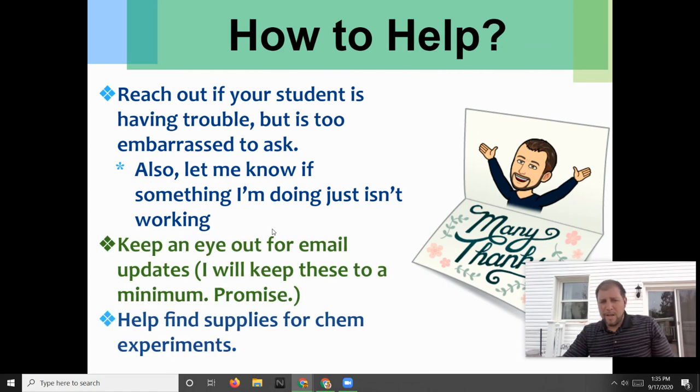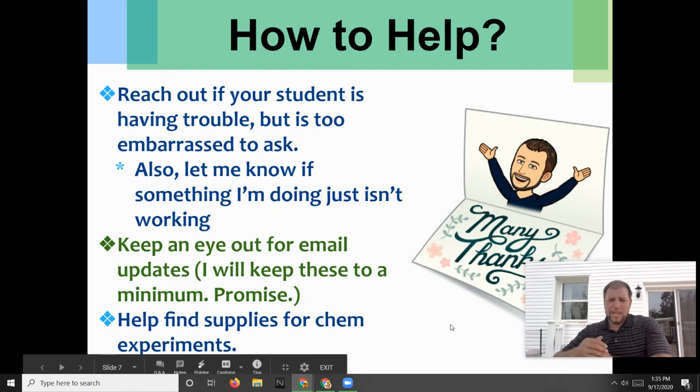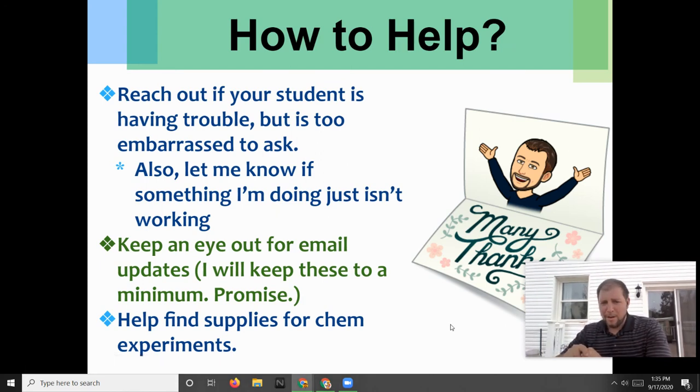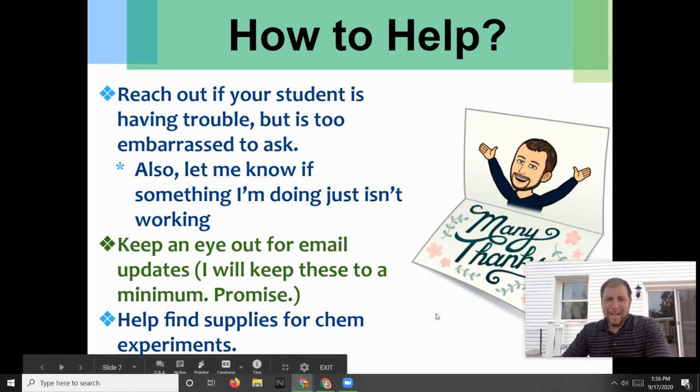Keep an eye out for email updates. And if I run a chem experiment that uses some household chemicals, maybe help your kids find those chemicals around the house. And if possible, if you want to spring to buy a $1 bottle of vinegar they might need, that would be helpful as well.